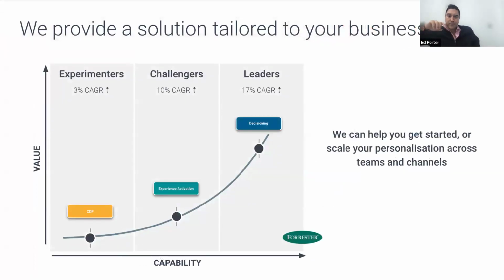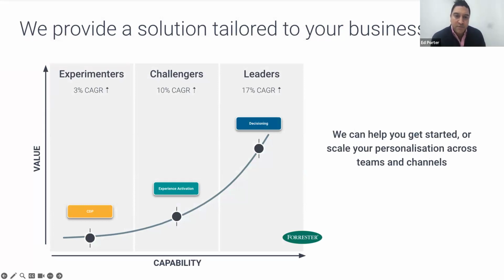I think it's interesting when we look at the market. This is a piece from Forrester, and I'm not going to turn this into a sales pitch, but I think CDPs, customer data platforms, have become a bit of a commodity. Some of our peers in the industry, some of the big software companies, have acquired one or built their own.